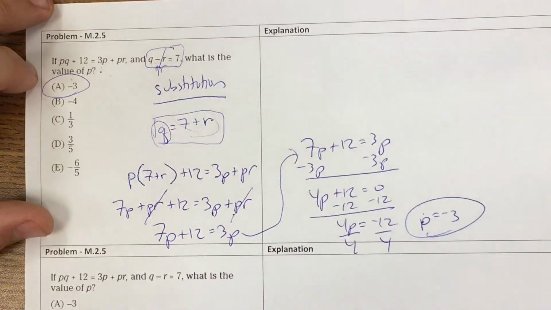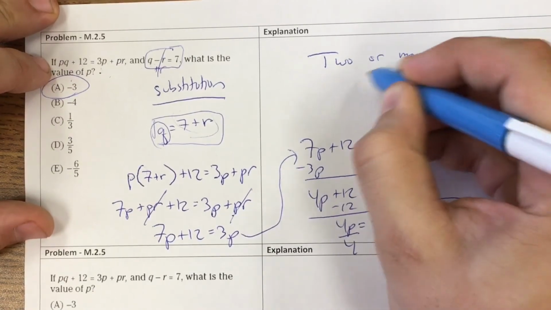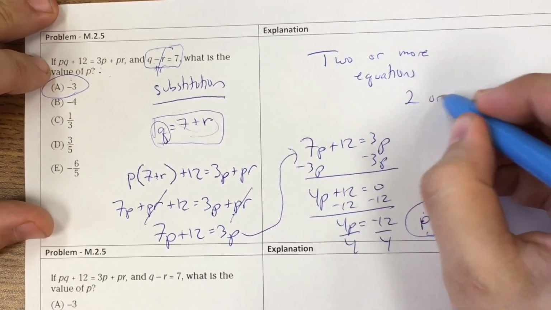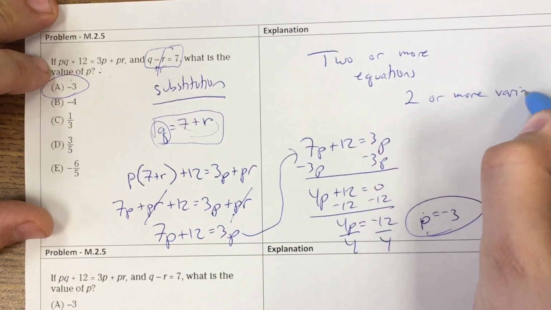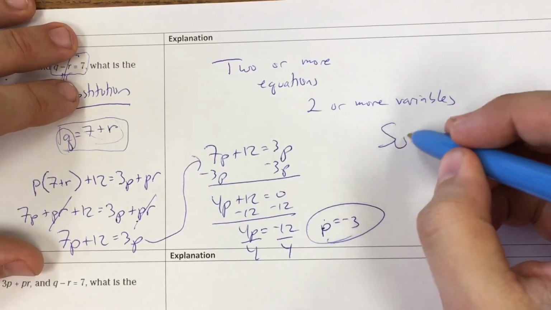So again, the key strategy is when you see two or more equations and two or more variables, look for opportunities to substitute.